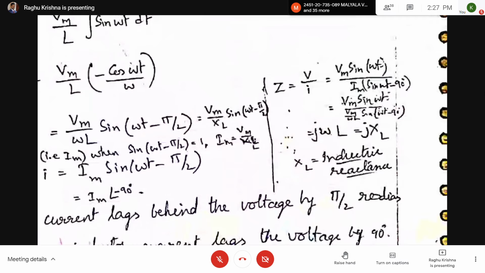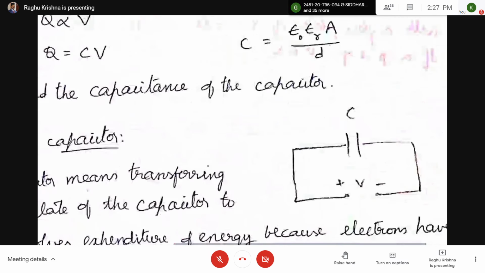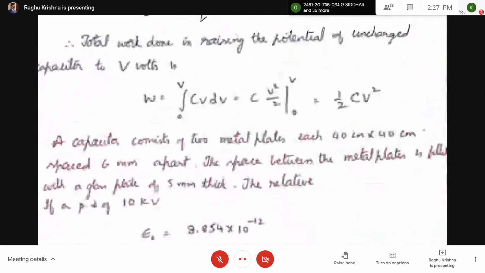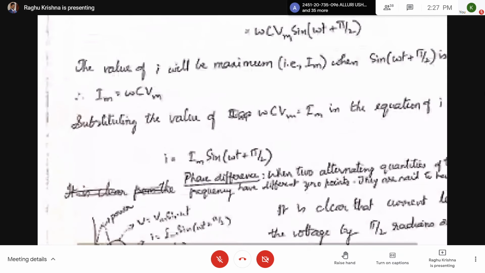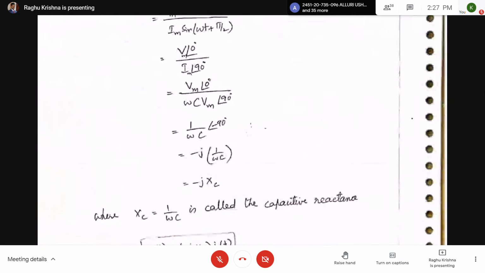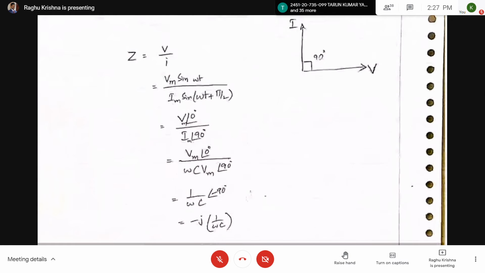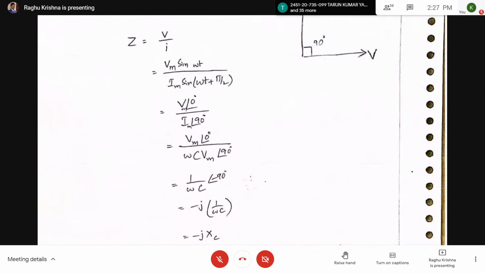Here, this is inductance. The impedance offered by the inductor is given by jXL, where XL equals omega L. Next, the impedance offered by the capacitor is given by minus jXC, where XC equals 1 by omega C. These are very important.